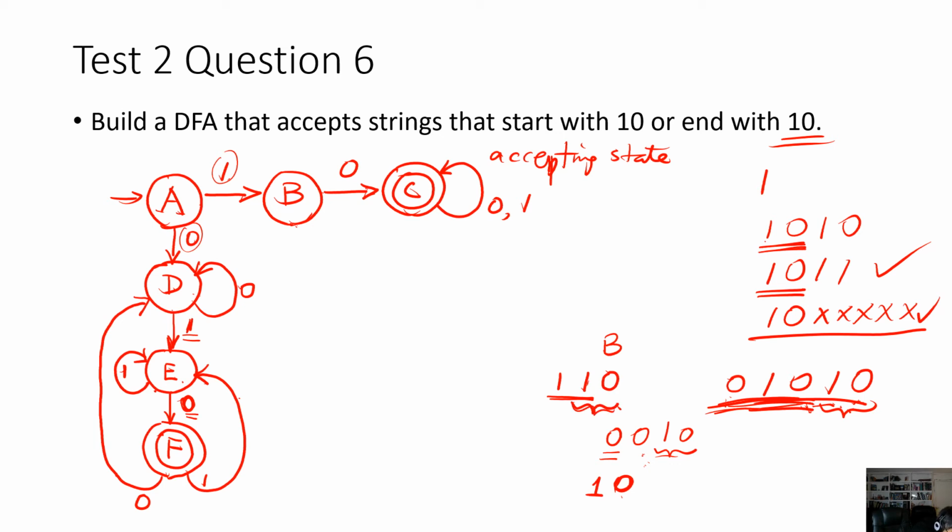So that means if the current state is B and the input is 1, we can move to E, because E is one step closer to the accepting state. As soon as you get the next input 0, it will be accepted. So if the input is 1 when the current state is B, we're going to move to state E, one step closer to the accepting state F. So that's the answer for question 6.